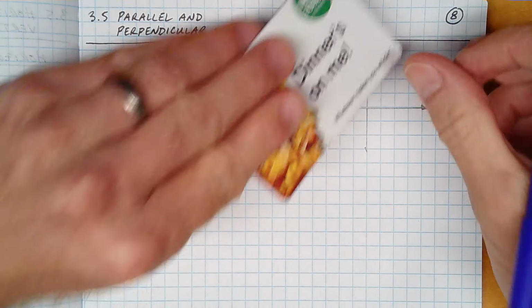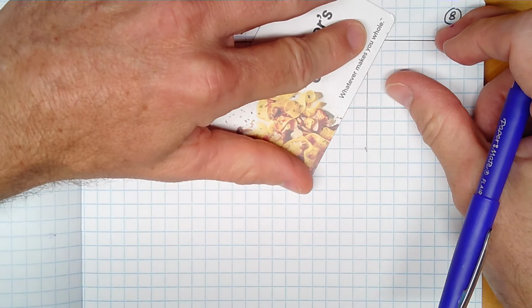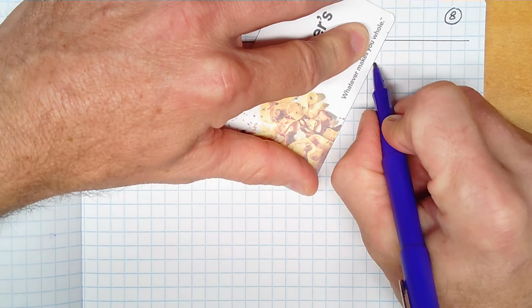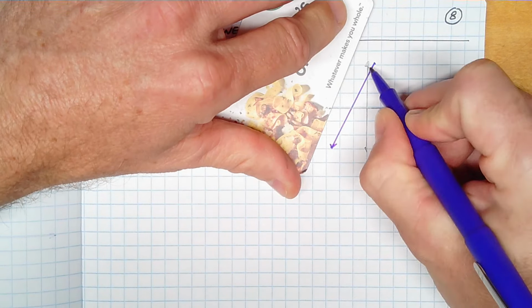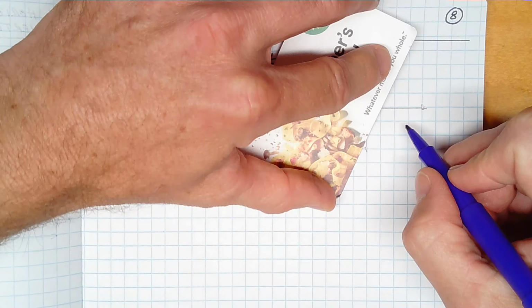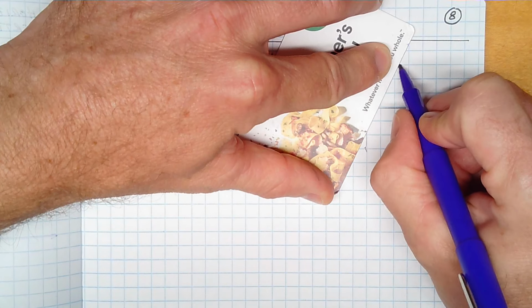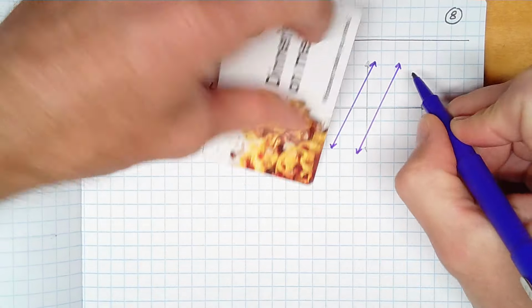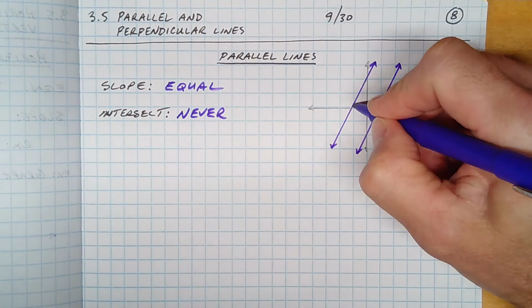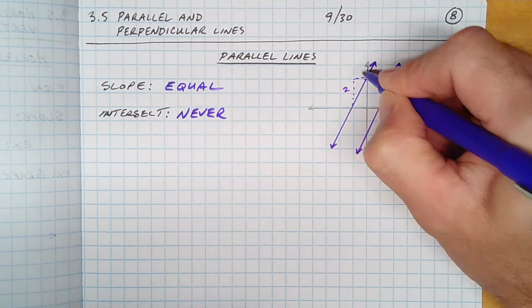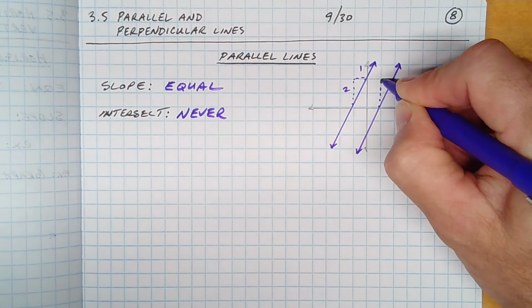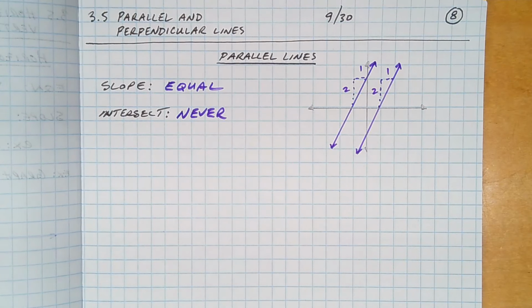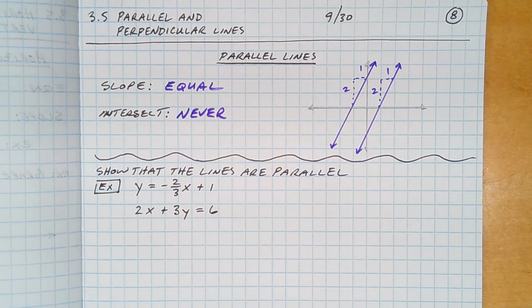I can draw an example of that. Let's say over here, I'm going to draw this line, and I'm going to draw this line right here. And I know that these are parallel lines because they both have a slope that is 2/1.